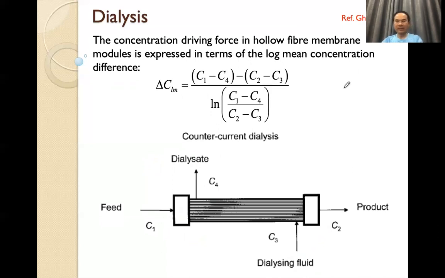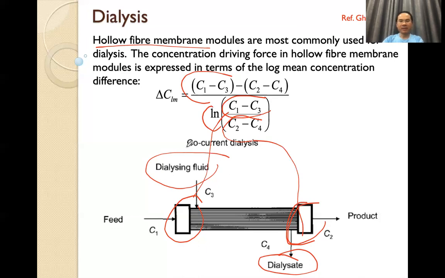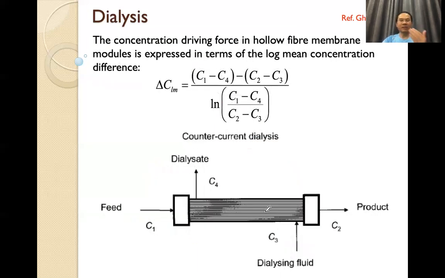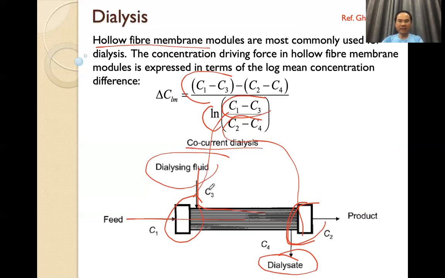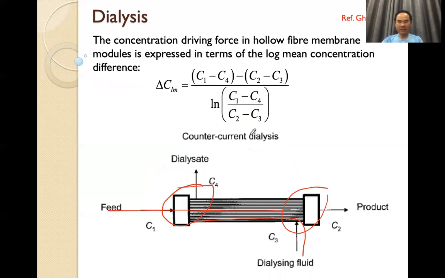It's the same but different. This is for the co-current: the flow is parallel, feed in this direction and dialysate also in this direction. But for this case, it's the countercurrent: feed in this direction and dialysate in the opposite direction. We can calculate the delta C log mean; it only depends on the location. Previously we had C1 minus C3, but for this one, C1 minus C4 and C2 minus C3. This is for the operation being cocurrent or countercurrent. Cocurrent is flow in the same direction. Countercurrent is flow in the opposite direction.